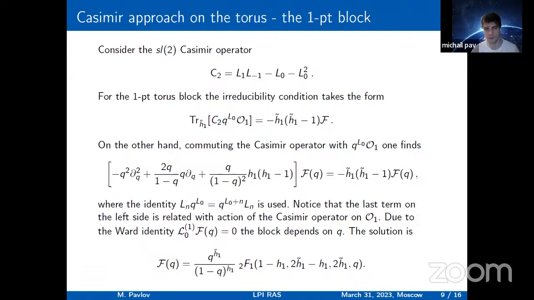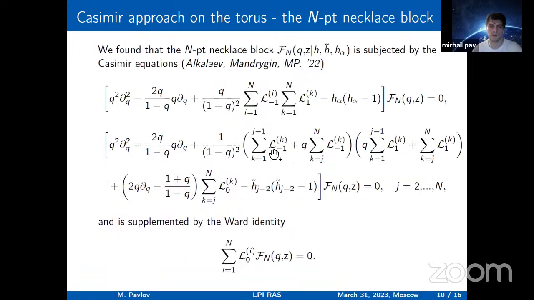Actually, we can consider these as the two equations of this form. Doing that, we could derive the system of Casimir equations for n-point blocks in the necklace channel. So this system is given here.